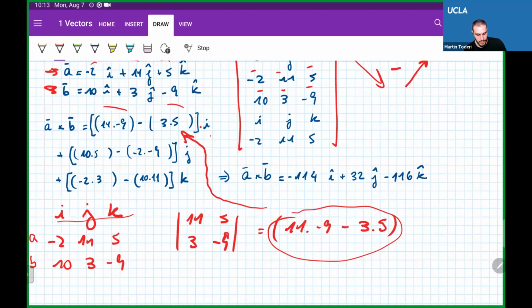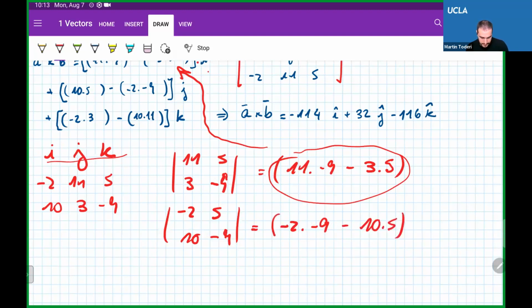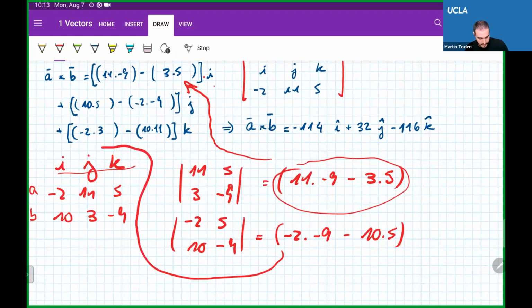So in order to calculate the other component, the J component, you get rid of the column and row that's defined with the J component and calculate the determinant of the matrix that you have left. So you have 2, 5, 10, minus 9. Right? So that's minus 2 times minus 9 minus 10 times 5. And that's the other component of that.